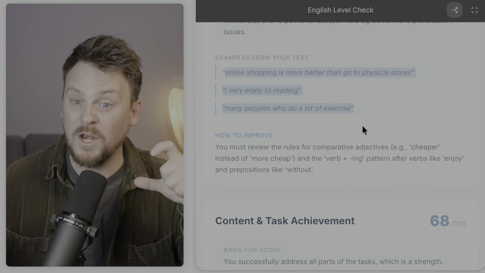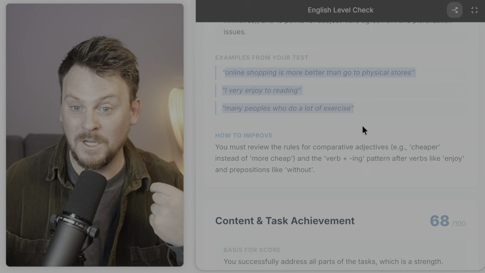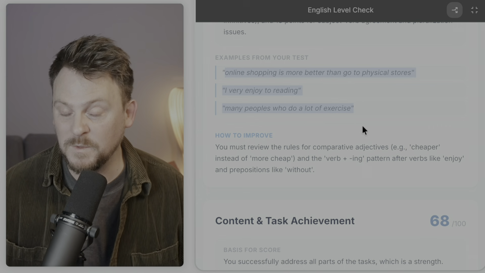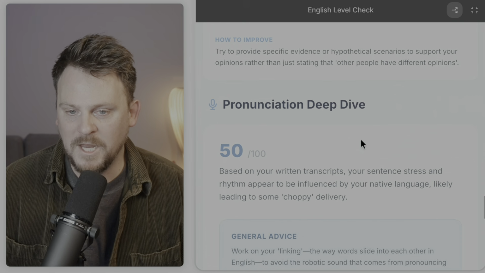And you could say, here's the audio. Listen back to it. And here are all the mistakes. You could make it very, very detailed, very, very specific. And you do that for all the categories.